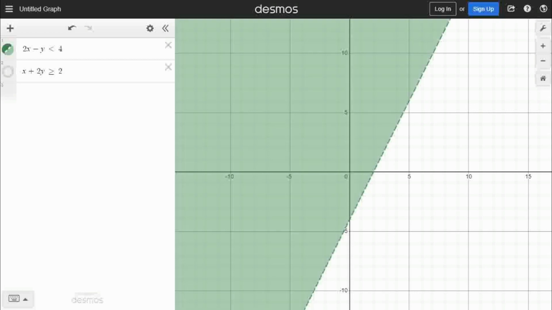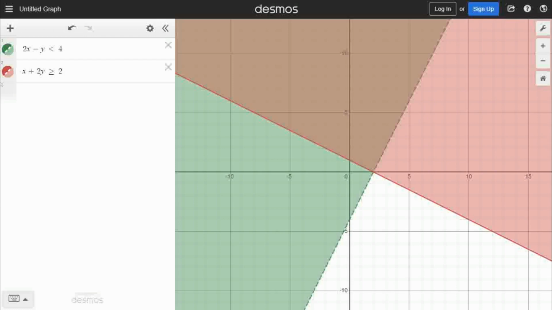So I've plotted the original equations here. So there's my 2x minus y is less than 4. It's the green, and notice that it's a dashed line. And there's the red. So there's the x plus 2y is greater than or equal to 2. Notice it's a solid line. And so where the green and the red overlap, that's where you're going to find any solutions to these two inequalities, including that 0, 6 we found.